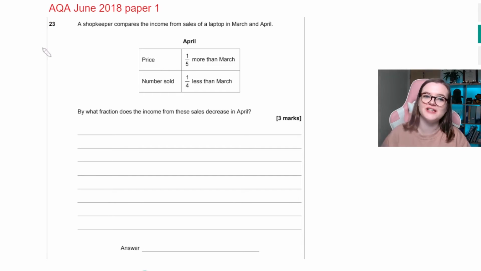Okay, then question 23. A shopkeeper compares the income from sales of a laptop in March and April. In April, the price was a fifth more than March, and the number sold was a quarter less than March. By what fraction does the income from the sales decrease in April? Okay then, sir, what a painful question. So let's have a look then, sir.